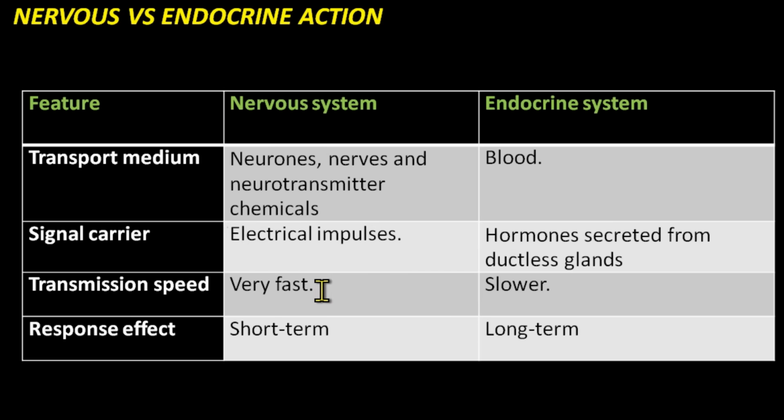The transmission speed of the nervous system is very fast because it uses electricity. The endocrine system is slower because it relies on the bloodstream to get the hormones around. The nervous system has a more short-term response effect, so typically the response is short-term, not long-lasting. And the endocrine system is either prolonged or long-term. Let's say, for example, in puberty, the effects of the hormones last for several months or years.